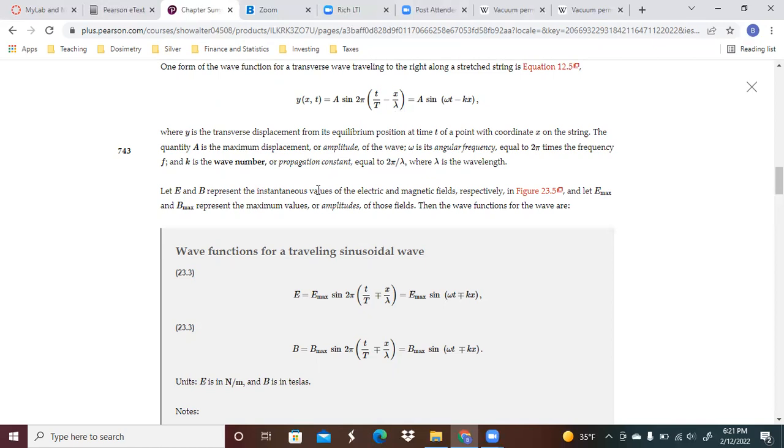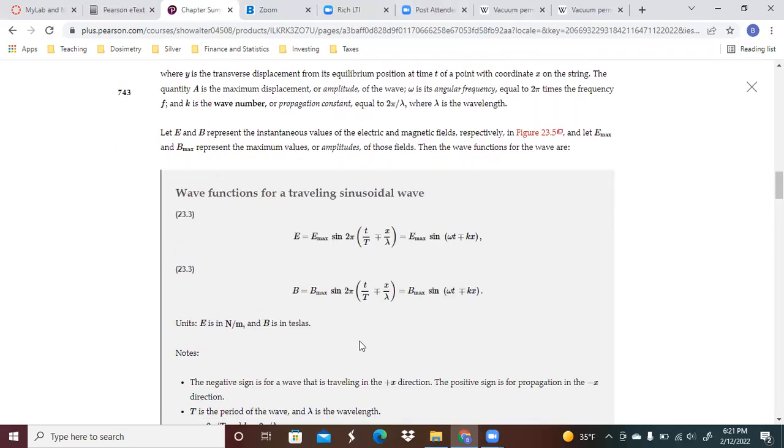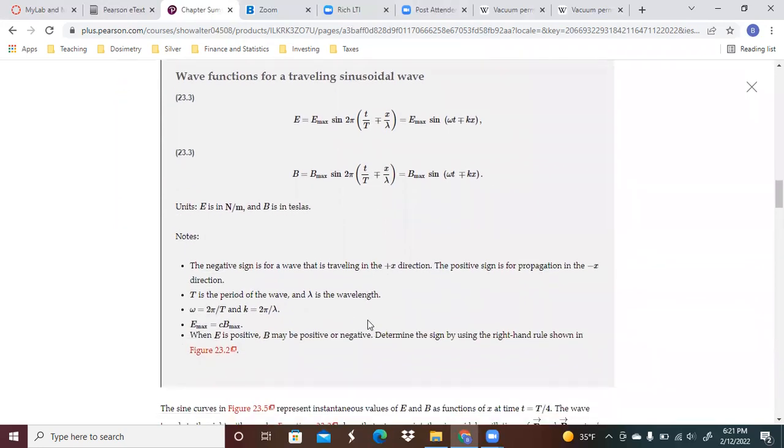If E and B represent the instantaneous values of the electromagnetic fields, and E max and B max represent the maximum fields, or amplitudes, then the wave functions are as denoted here. The negative sign is for a wave that is traveling in the positive x direction. The positive sign is for propagation in the minus x direction, which runs counterintuitive to what you might fully expect.